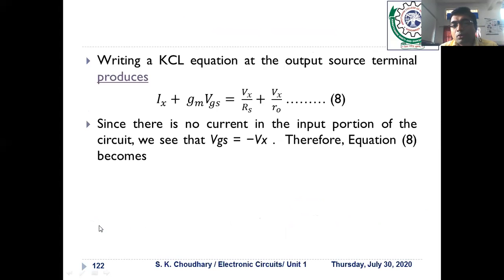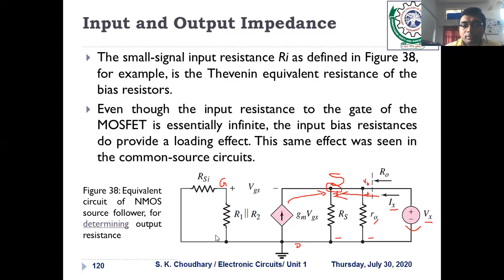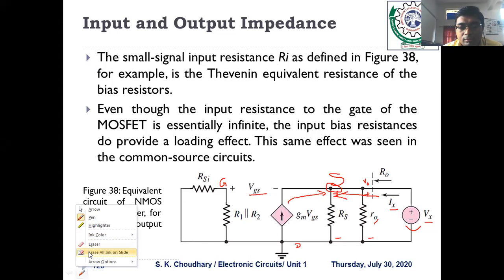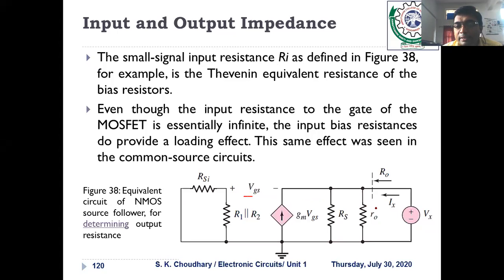Since there is no current in the input portion of the circuitry, can we consider Vgs is equal to minus Vx? Yes or no? Look at this circuitry and see the input network, as we have already made Vi equal to 0. Okay, so can we say here Vgs is equal to minus Vx? How would that be?